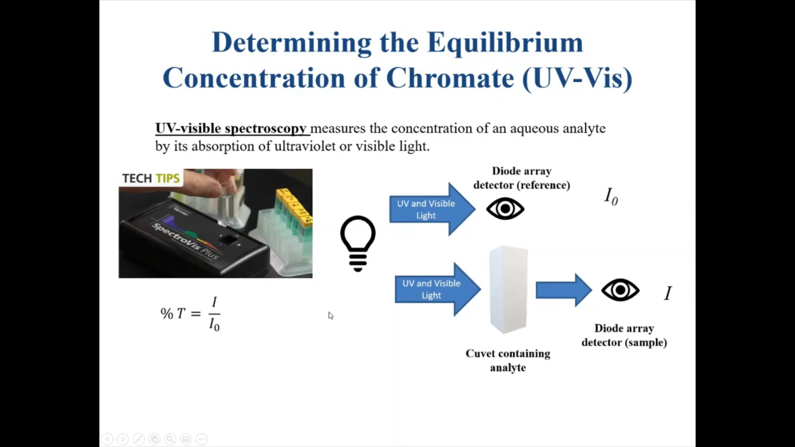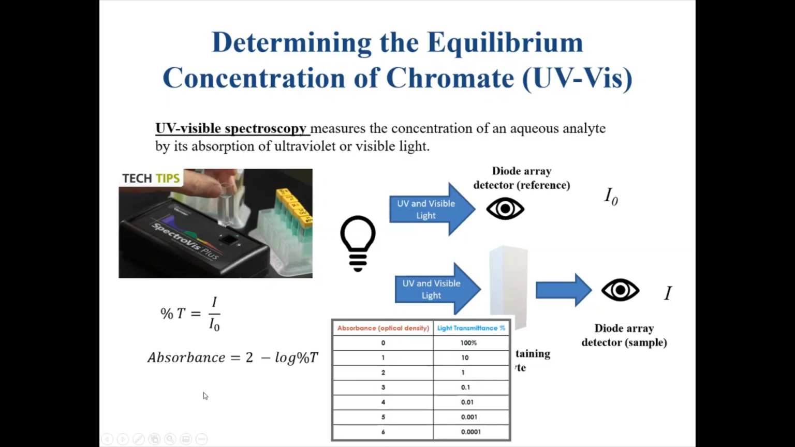So we can calculate from that what's called a percent transmittance, where we take the intensity of the light that comes in from the sample array, and we divide it by the light that comes in from the reference array. And then by doing that, we get a percent transmittance. How much of the light that was shined upon the sample actually came through?